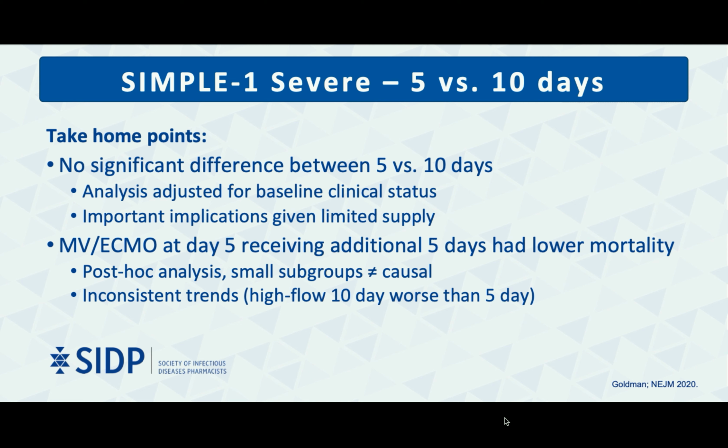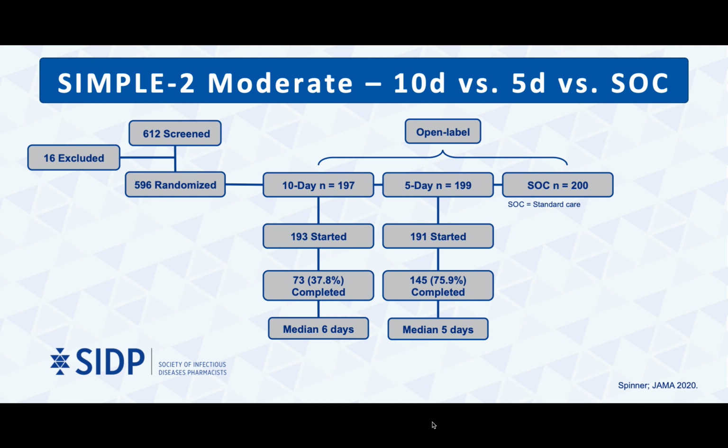This next trial, referred to as the SIMPLE-2 or SIMPLE-Moderate study, was the Gilead-sponsored trial comparing 10 versus 5 days of remdesivir to standard of care in hospitalized patients with COVID-19 meeting the definition for moderate disease, which is defined as pulmonary infiltrates and an oxygen saturation of greater than 94% on room air. Of the 612 patients screened, 596 were randomized.